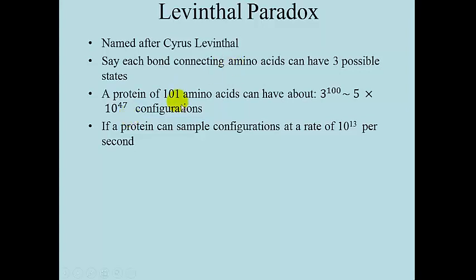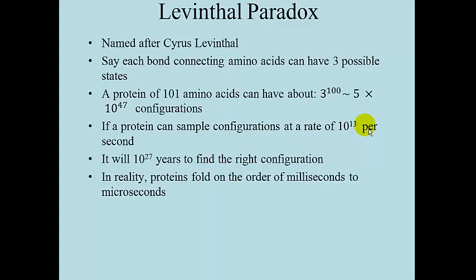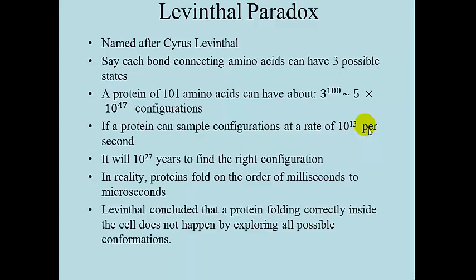So if a protein samples all 10 to the 47 configurations every 10 to the minus 13 seconds, Levinthal found that it took 10 to the 27 years to find the right configuration. That is, it took several hundred, if not thousands, of centuries. Real proteins inside the cell do not have centuries or thousands of centuries to fold. In actuality, it takes anywhere from milliseconds to microseconds for a protein inside the cell to find its correct native three-dimensional structure and hence achieve its function.